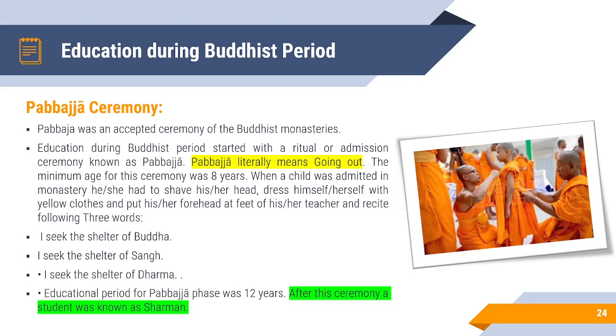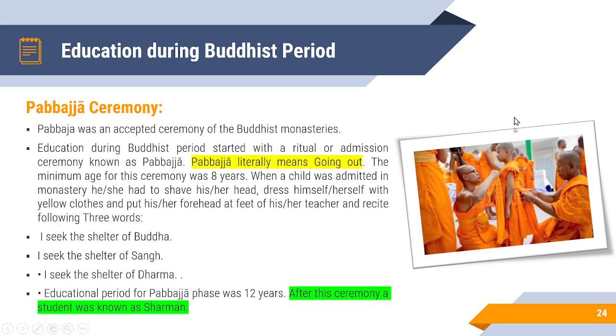This is a kind of orientation program. Education during the Buddhist period started with a ritual or admission ceremony known as Pabaja. Pabaja literally means going out. The minimum age for this ceremony was 8 years. When a child was admitted to a monastery, he or she had to shave his head.